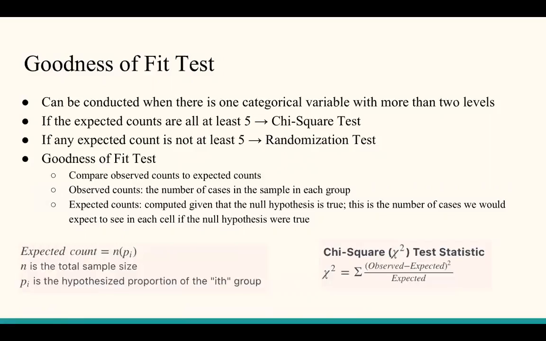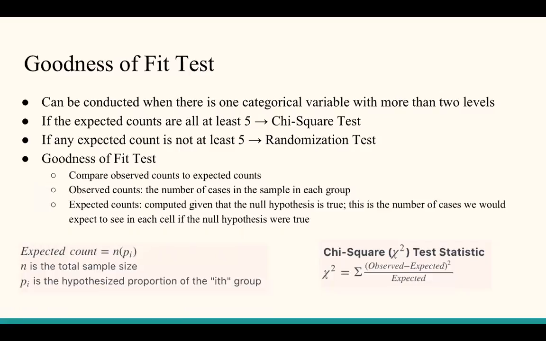First you're going to calculate the expected counts. And just to make sure that you can use a chi-square test, if the expected counts are 5 or greater, then you can use a chi-square test. But if any expected count is less than 5, then you would use a randomization test.